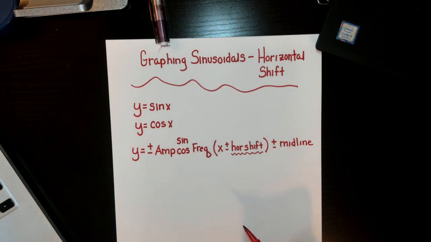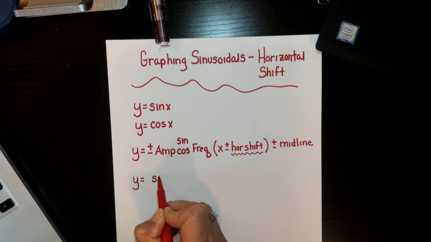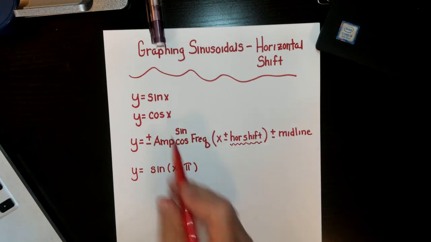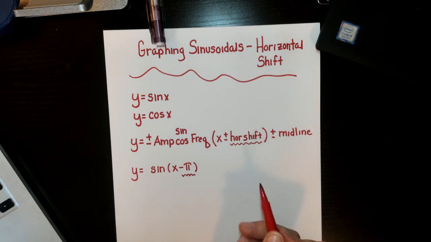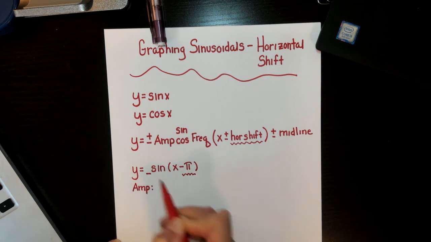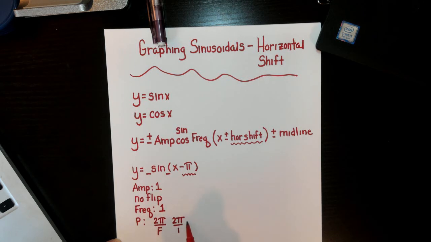So let's keep it pretty straightforward and go with y equals sine of x minus pi. The only thing that we have new here, aside from our parent function, is this right here. But I am going to write everything down so I have it. My amplitude is 1. That's the number in front. There is no flip. My frequency is 1. My period, remember, is 2 pi divided by your frequency. So 2 pi divided by 1, which is 2 pi.